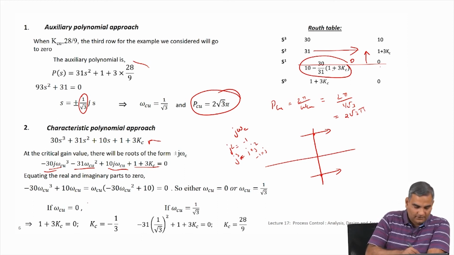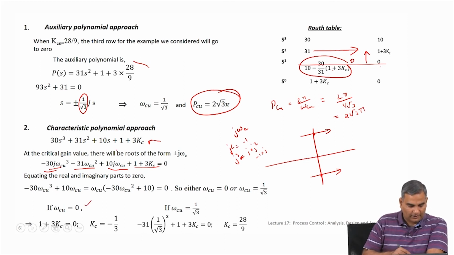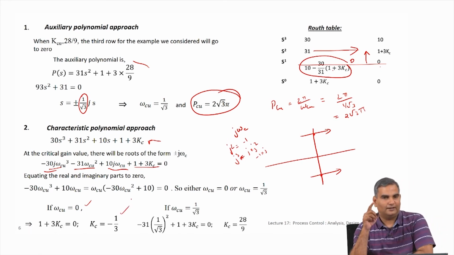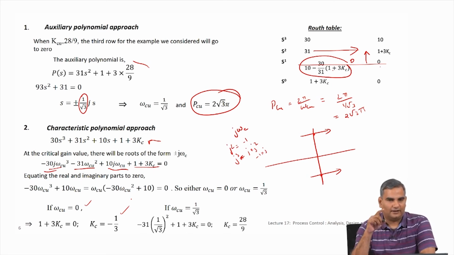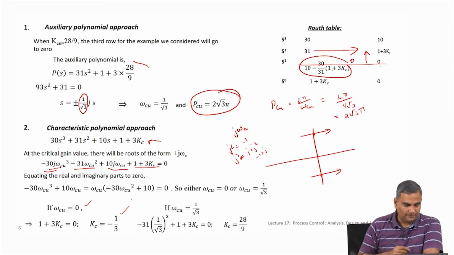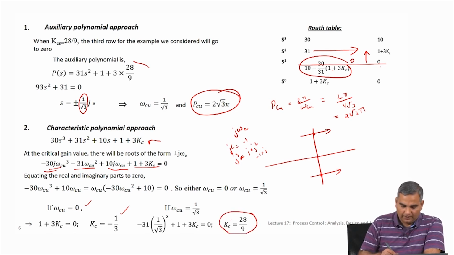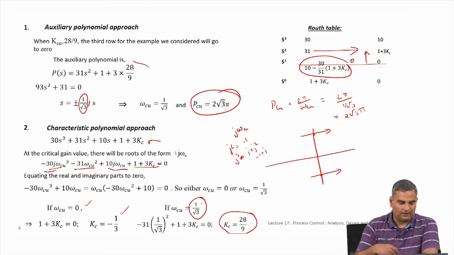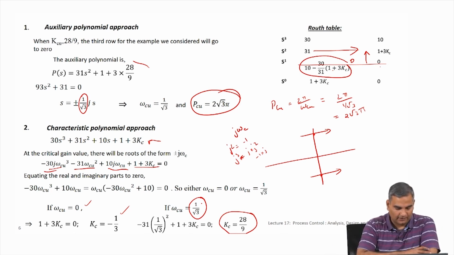Now, if you assume omega c is 0 and substitute into the real part equation, you will get k c is minus 1 by 3. Remember when we did this with the root table, we said one end is minus 1 by 3 for Kc, but we ignored that because we were only looking at the positive values of Kc. The other Kc will turn out to be, through this approach, 28 by 9 when omega c is 1 by root 3, which is exactly what we got using the routh stability criterion. So this is a very elegant, simple way of doing the same thing in terms of finding limits of stability.